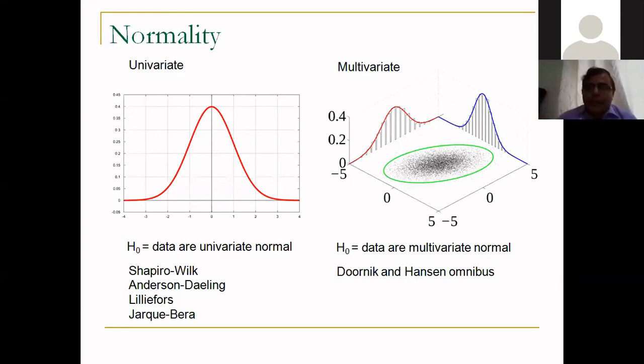The null hypothesis is that data are multivariate normal. I'll do a Doornik-Hansen omnibus and check whether my null hypothesis is rejected or accepted. If I accept the null hypothesis, I'll say that my data are multivariate normal. And if the data is multivariate normal, then it saves a lot of good things for me.